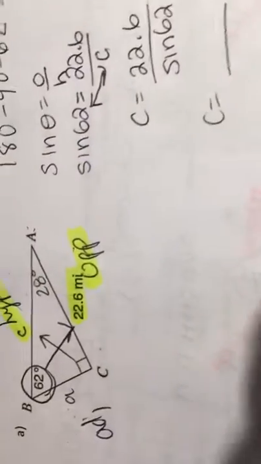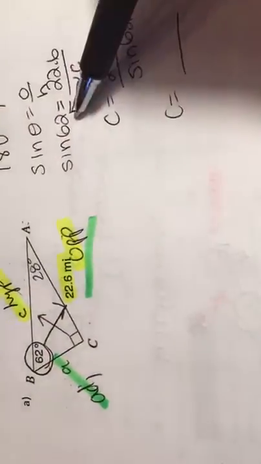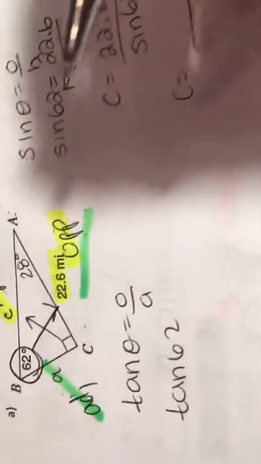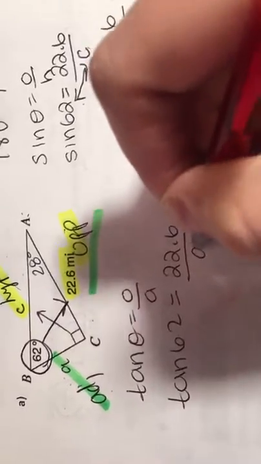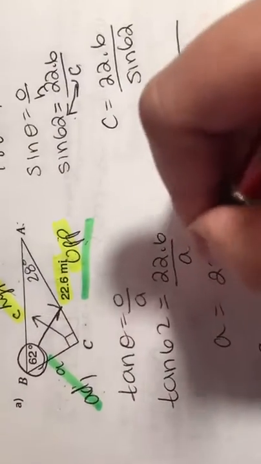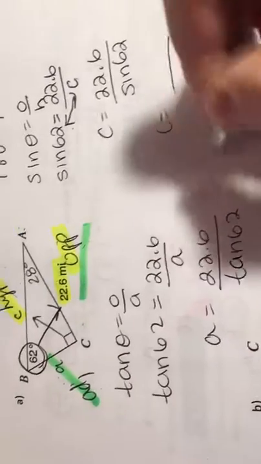Now, in order to find A, in this case, I need to use the adjacent side and I'm gonna use the opposite. So now, instead of using sine, I'm using O and A, so I'm gonna be using tan. Okay, so tan 62 equals 22.6 over A. Okay, so A is going to be 22.6 divided by tan 62.